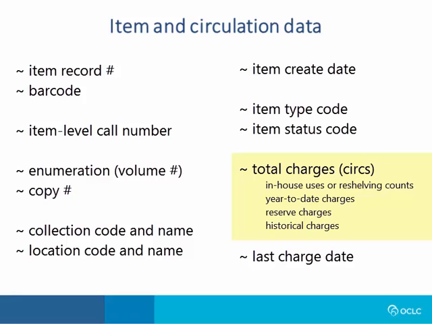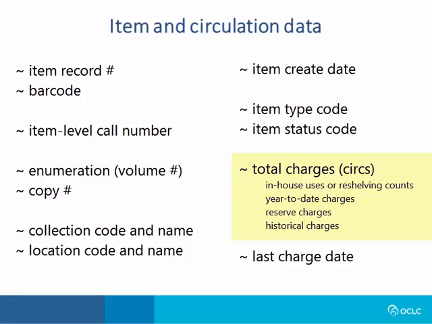For most libraries, total charges will contain the complete tally. However, if there are other usage tallies that are not already included in total charges, we encourage you to send them separately. SCS will combine them in GreenGlass. Additional charges in your library may include in-house browses or reshelving counts, year-to-date charges, reserve charges, or historical charges that were not migrated into your current system. Again, these secondary usage tallies should only be sent if they have not already been included in total charges.